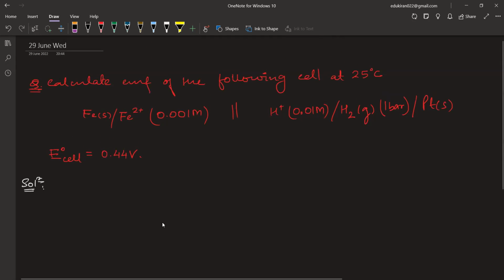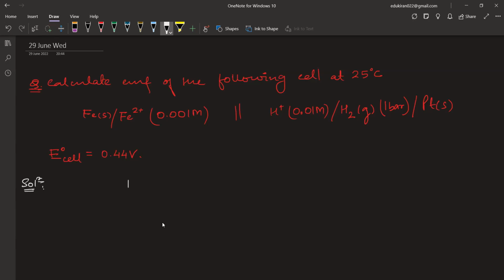So first of all, what we will do, we never write the Nernst equation for a cell. When it says EMF of the following cell, that means you have to write the Nernst equation. But we never write the Nernst equation for a cell. We always write the Nernst equation for what? Chemical reaction. Very good. We always write the Nernst equation for a chemical reaction.